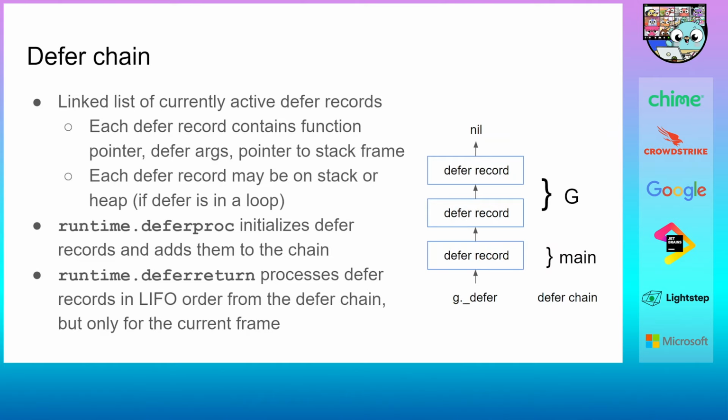When possible, defer records are allocated on the stack, but they must be on the heap if the defer is in a loop. As we mentioned, runtime.deferproc initializes defer records and adds them to the end of the chain. And when a function exits, runtime.deferReturn processes defer records in a last in, first out order from the defer chain, but only for the current stack frame, so just for the current function invocation.